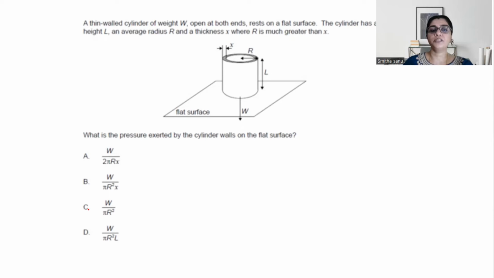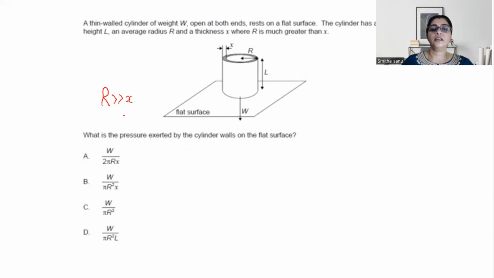Let's do one exam style question. Look at this. There is a thin walled cylinder having a weight W. So the force acting downwards is the weight, which is mg. It rests on a flat surface. The cylinder has a radius r, the height is L, and the average thickness is x, where r is much greater than x. So while calculating, we have to take care that r is much, much greater than x. That is, anything related to x squared can be neglected.